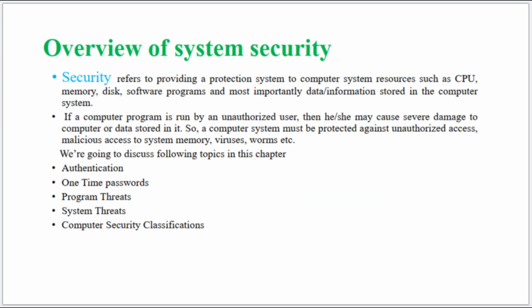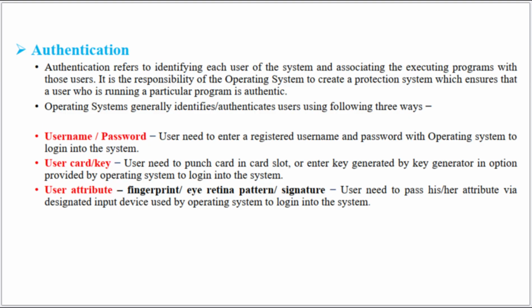Security refers to providing a protection system to computer system resources such as CPU, memory, disk, software, programs and, most importantly, data and information stored in the computer system. If a computer program is run by an unauthorized user, then he or she may cause severe damage to the computer or data stored in it. So a computer system must be protected against unauthorized access, malicious access to system memory, viruses, worms, etc. We are going to discuss the following topics in this chapter: authentication, one-time passwords, program threats, system threats, computer security classifications.